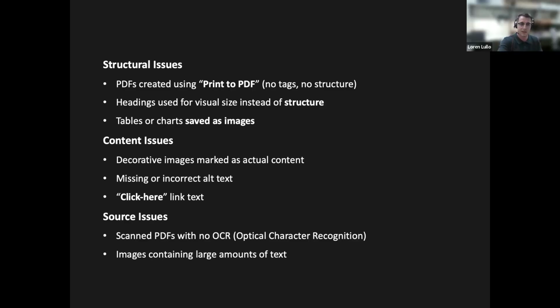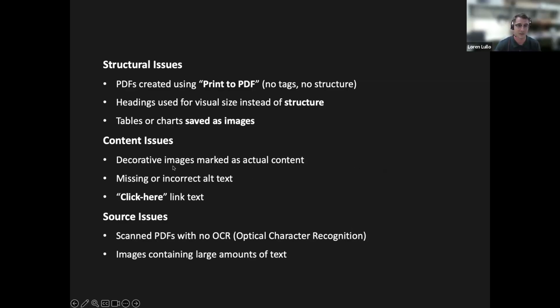I talked a little bit about the headings used for visual size, kind of like just bold text instead of having a heading one and then subheadings that a screen reader can play nicely with. Tables or charts saved as images. If it's just an image, a screen reader's not going to know. You can tell it what the image is, I guess, but better to set those things from the source in a way that allows assistive tech to work with it.